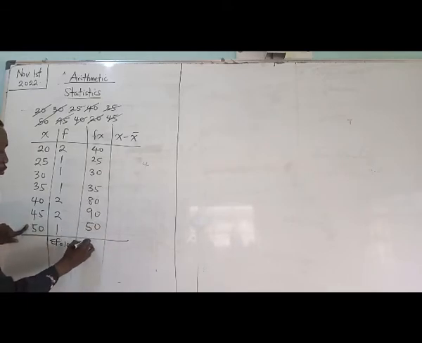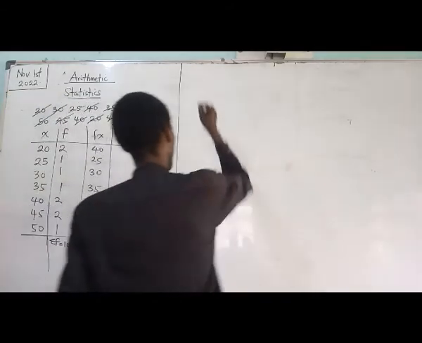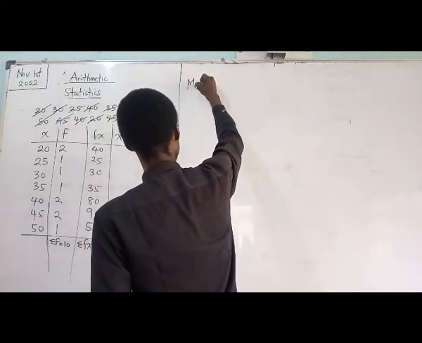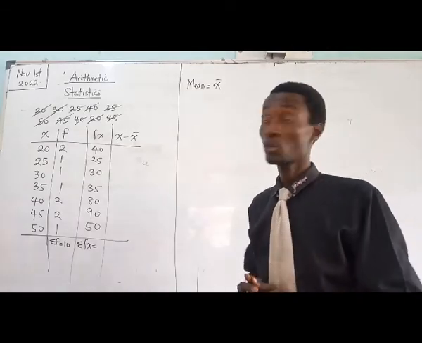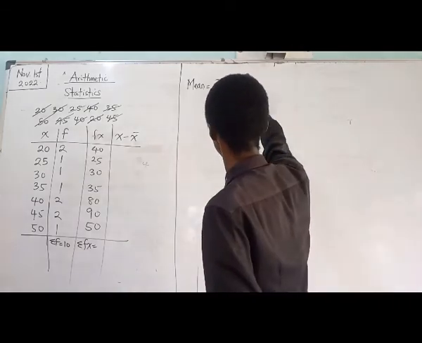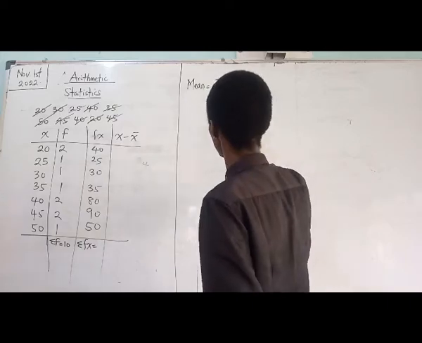The next thing I'm going to do is look for the summation of fx. So I will add them up. And I will advise you to use your calculator to do that. So I'll just come here and say mean, which is equal to x bar. X bar is the mean in this context. It will be summation fx over summation f. So what does that give me?